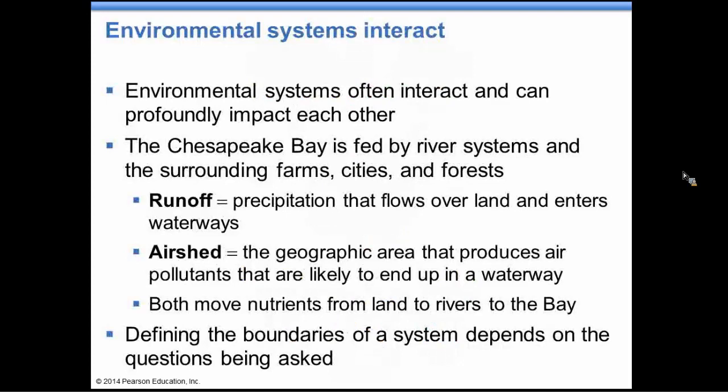So environmental systems interact. For a scientist interested in runoff, or the precipitation that flows over land and enters waterways, and the flow of water, sediment, or pollutants, it may make the most sense to view the bay's watershed as a system. In environmental science, identifying the boundaries of a system depends on the questions being addressed. The dead zones in the Chesapeake Bay are due to the extremely high levels of nitrogen and phosphorus delivered to its waters from the 6 states in its watershed and the 15 states in its airshed, and the airshed is the geographic area that produces air pollutants that are likely to end up in a waterway.